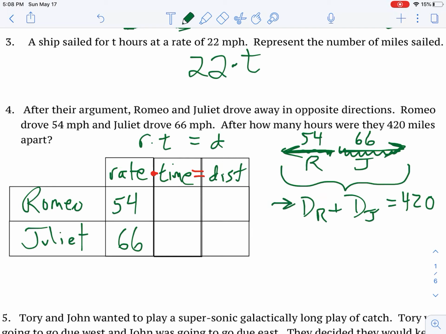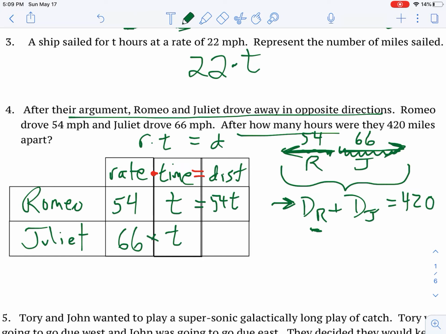So this is going to be what's called my skeleton equation. It's just sort of my setup. It's what I'm going to drape all my details on. But let's see, what would go under time? Well, it asked me how many hours, so T must be the amount of time. Now, after their argument, Romeo and Juliet drove away in opposite directions. We are going to assume, appropriately, that they left at the same time. All right, now, how do I figure out the distance that Romeo went? Well, it's his rate times his time, and I'm going to look here.